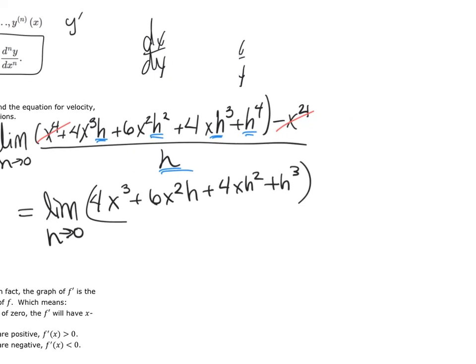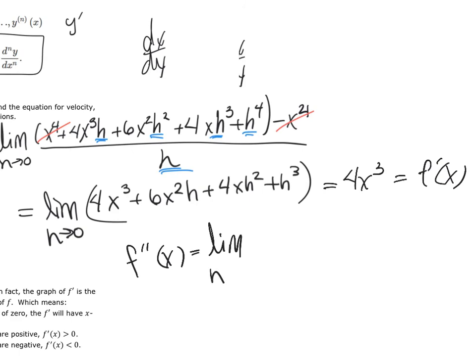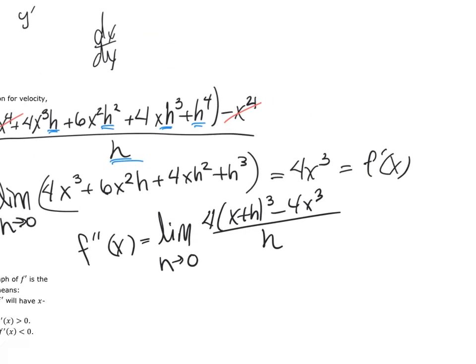Do a direct substitution, I get 4x to the 3rd. That is my first derivative. This is f prime of x. Now I'm going to repeat this lovely process so I can find the second derivative. F double prime of x is the limit as h goes to 0 of 4 times x plus h cubed minus 4x to the 3rd all over h. It's good times.